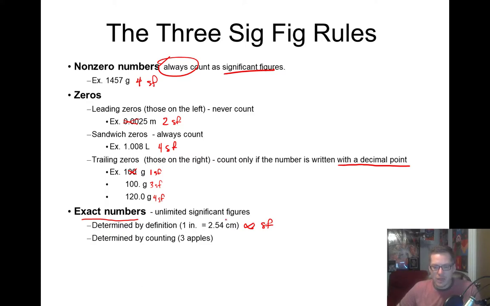And then the other way is when you've counted them. Counted values, like numbers that you've literally laid out and counted. There's 18 students in the room. You know for sure that you have 18.0000 forever students in the room. Or this example here, you have 3 apples. There's 3.0000 forever. So anything that you've literally laid out and counted has unlimited sig figs.